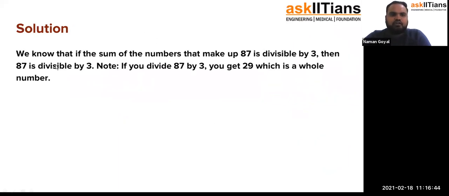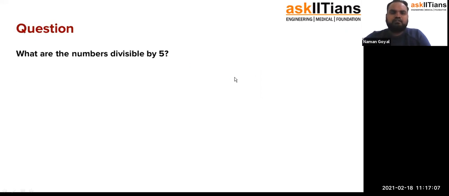Now, we know that the sum of the digits that make up 87 is divisible by 3, so the number is divisible. If you divide 87 by 3, you get 29, which is a whole number. So yes, that number is divisible by 3.